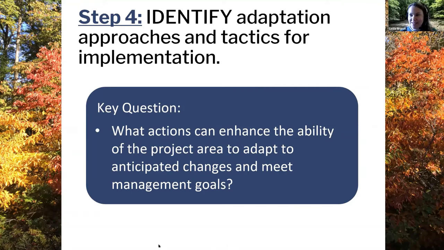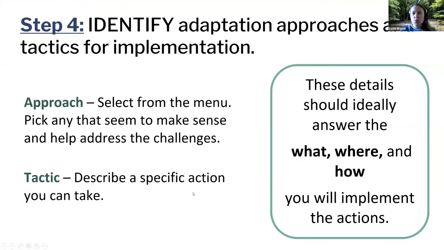Yes. And hold that thought, we'll get to that in about three slides. Great question. I'll talk a little bit more about what you'll be doing in step four and where that co-benefits thing fits in, because that is something we're talking about. So in step four, first, we will be selecting adaptation approaches and tactics for implementation. The approaches are the things you're going to select from the menu. You want to select approaches that help address the biggest challenges you identified in step three, capitalize on those opportunities, and help reduce the vulnerabilities you identified in step two, and still meet your goals.